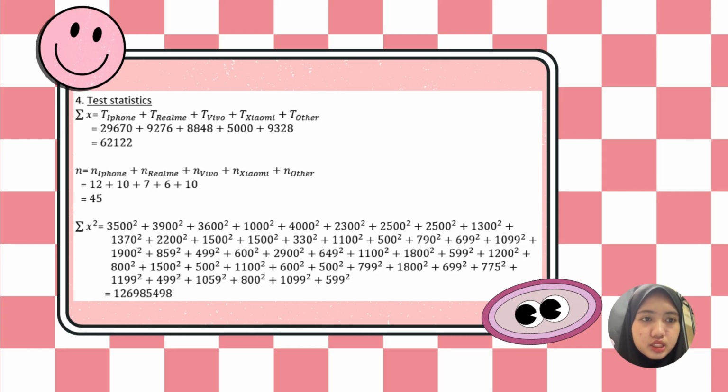Step 4 is the test statistic. The first one we need to find is the summation of x. The summation of x is the iPhone plus the Realme plus the Vivo plus the Xiaomi plus the others, and we get 62,122. Next, we need to find the n. N is equal to 45, and we need to find the summation of x squared. We will add up all the values for smartphone prices squared, and we will get 126,9854.90.